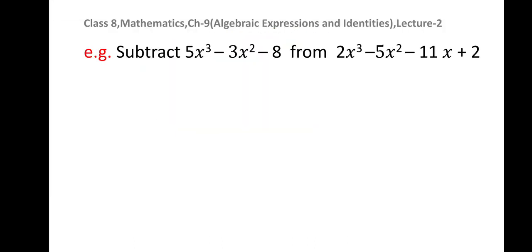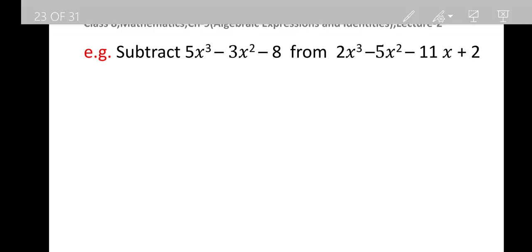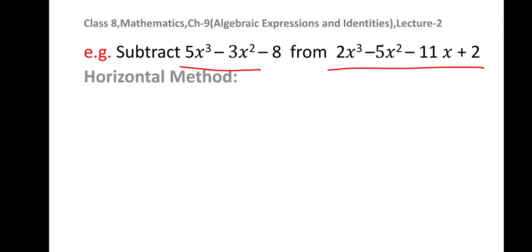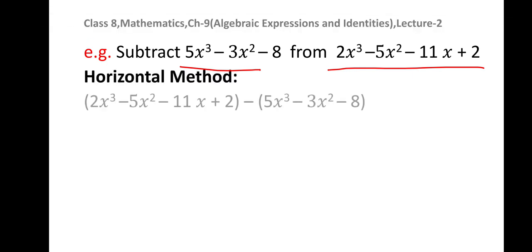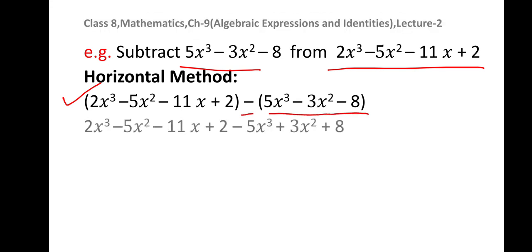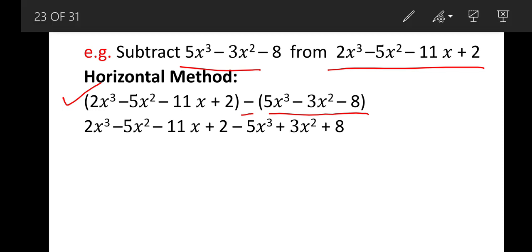Now, if I need to subtract this given expression from this, how will I do it? Let us see. Horizontal method I am doing first. As I need to subtract the first expression from the second one, the second expression will be written first, then a minus sign in between, as I need to subtract, and then 5x cube minus 3x square minus 8. As I told you in the previous slide, if I need to subtract algebraic expressions, we need to change the sign.